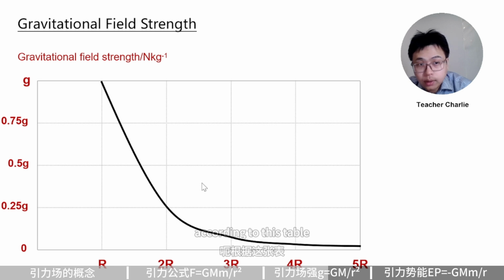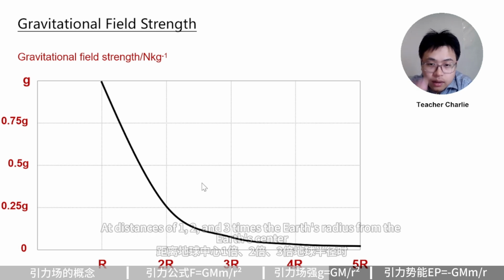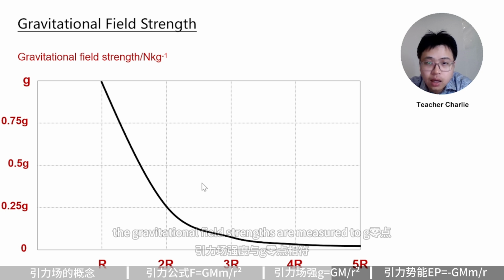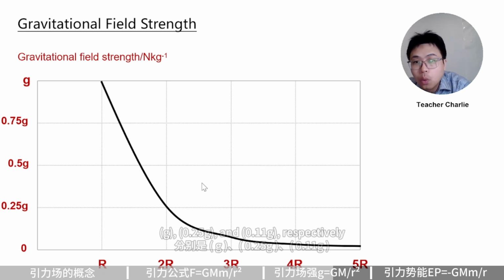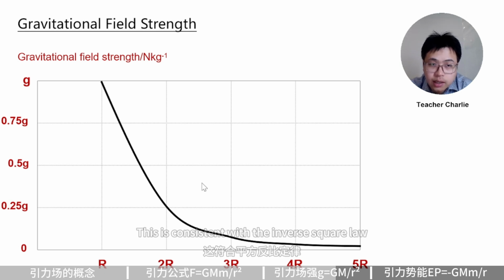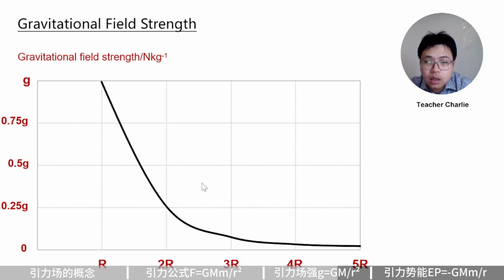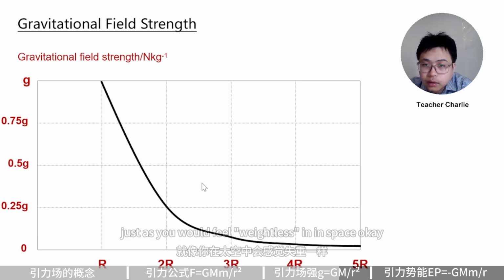According to this table, at distances of 1, 2, and 3 times the Earth's radius from the Earth's center, the gravitational field strengths are g0, 0.25 g0, and 0.11 g0 respectively. This is consistent with the inverse square law. Therefore, the farther away from the Earth, the weaker the gravitational field, just as you would feel weightless in space.